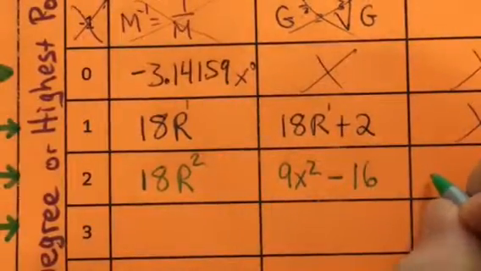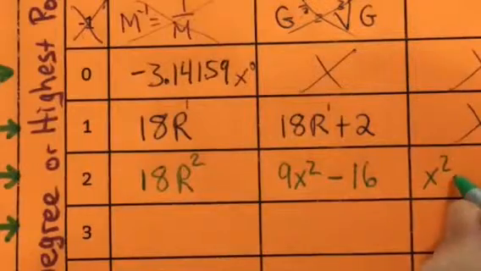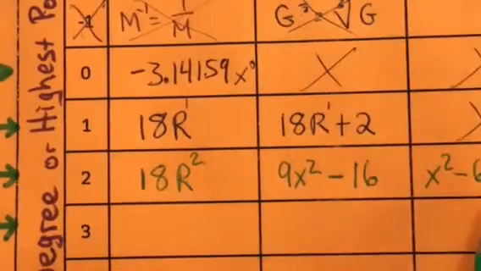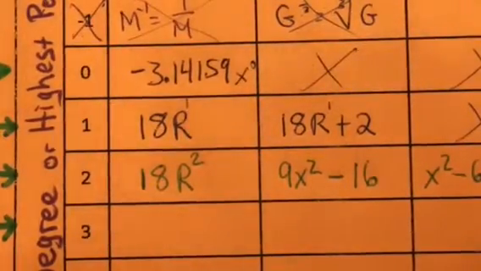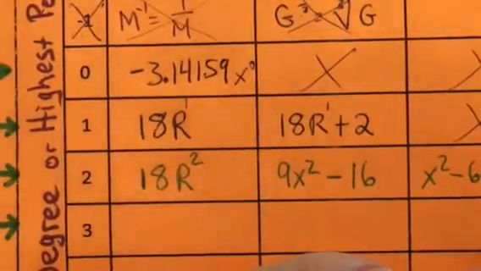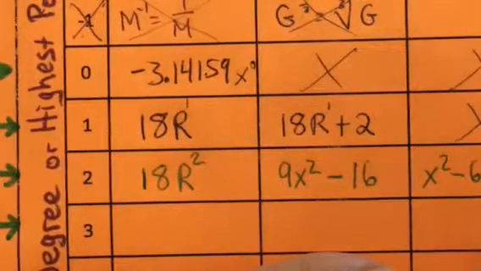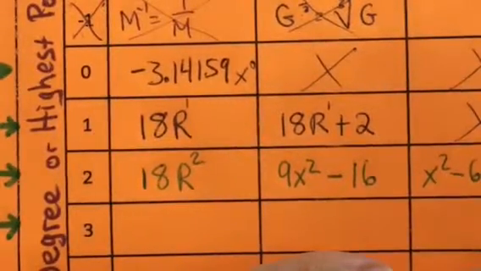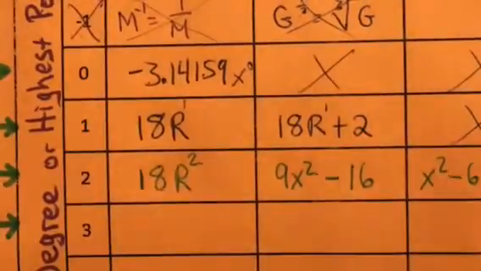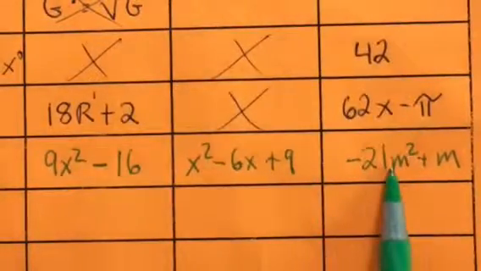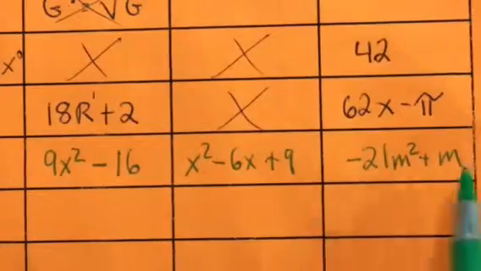Trinomial, I can now go x squared minus 6x plus 9. 1, 2, 3 terms, highest power is 2. Polynomial, I can say degree 2, right? Anything I want, so long as the highest power is 2. Negative 21m squared plus m. Oh, you can't see that. So the polynomial, degree 2, I made a binomial.